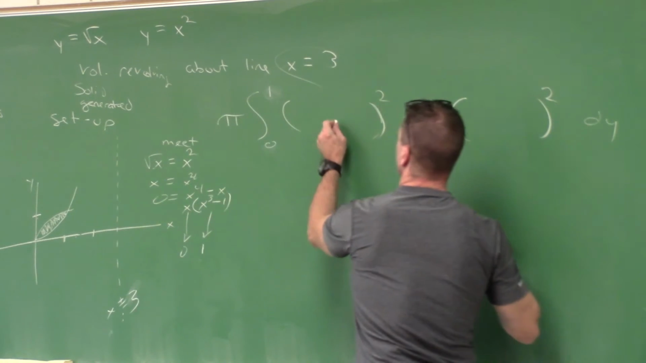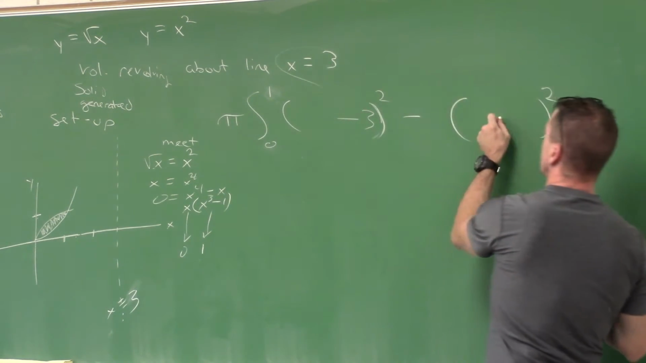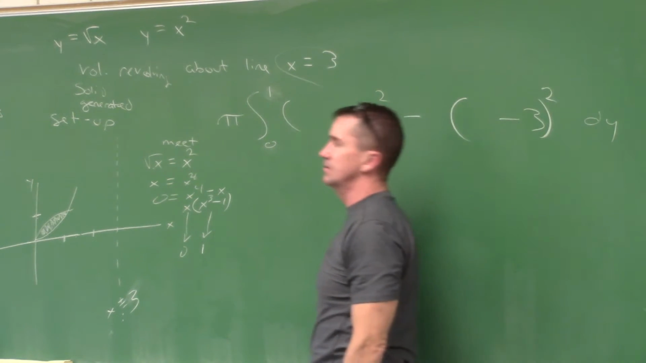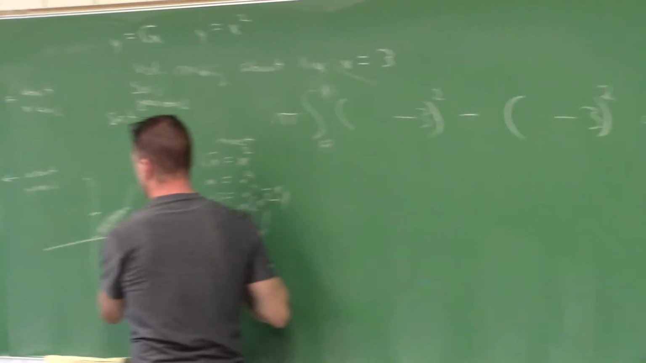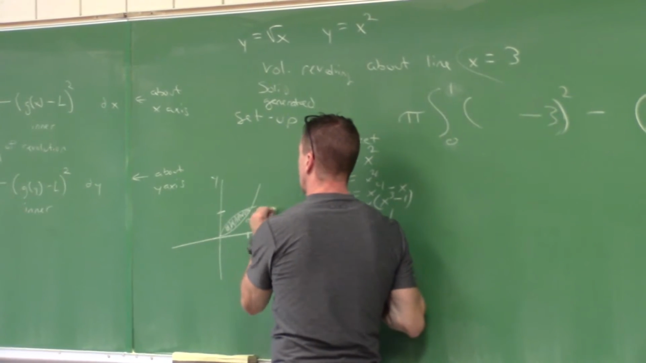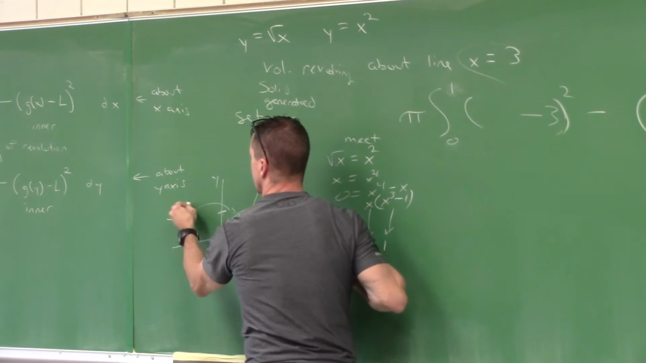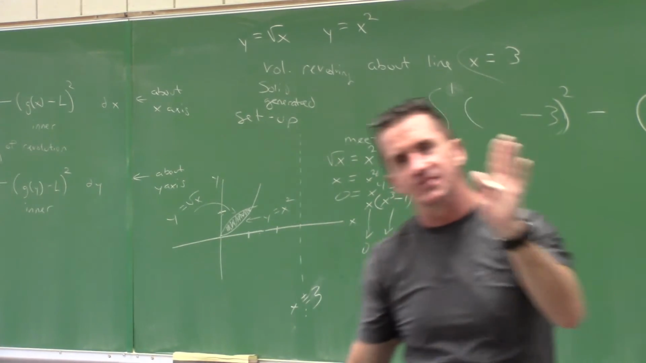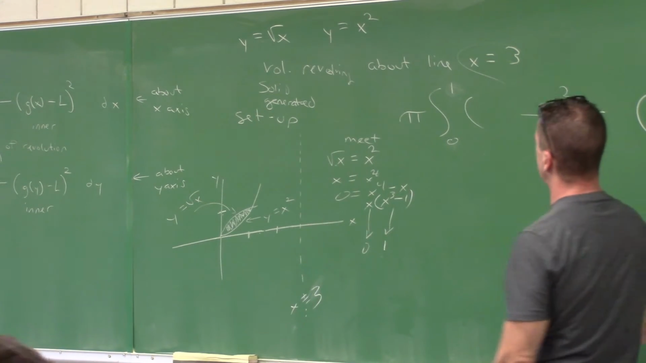What's the function right here? Minus, what's this number? 3. Over here, minus a 3. The only thing left I have to do is rewrite these two equations. This was y equal to x squared, and this was y equal to the square root of x. I have to write those such that I solve for x, right? That's the only thing we have to do.